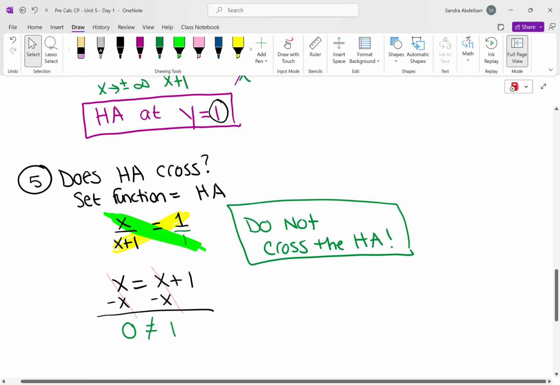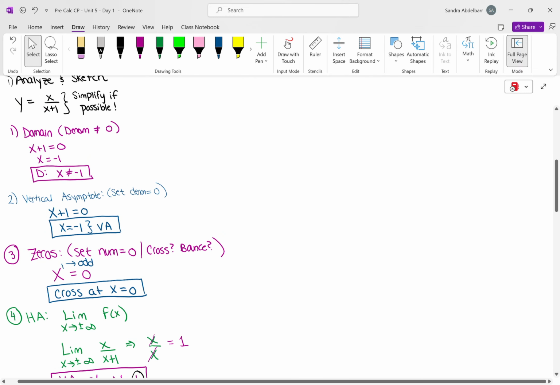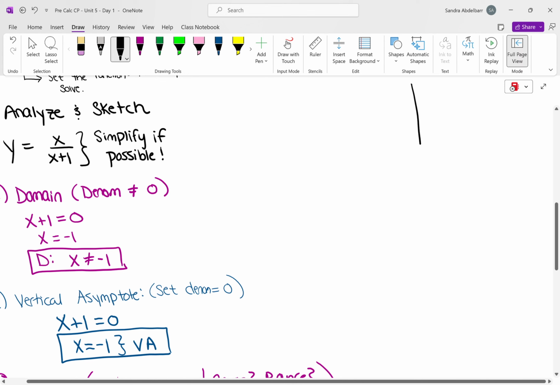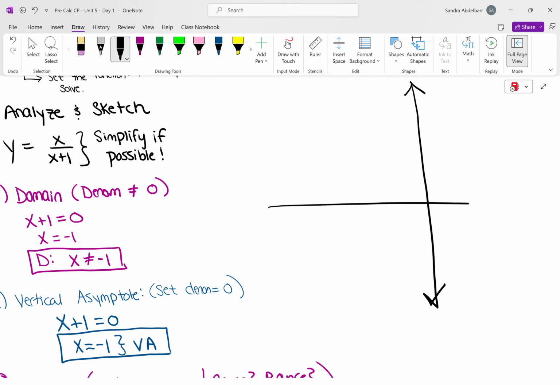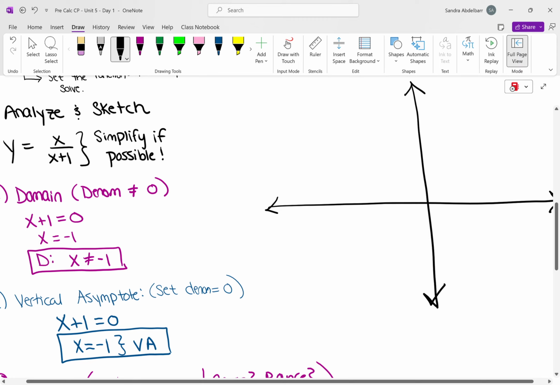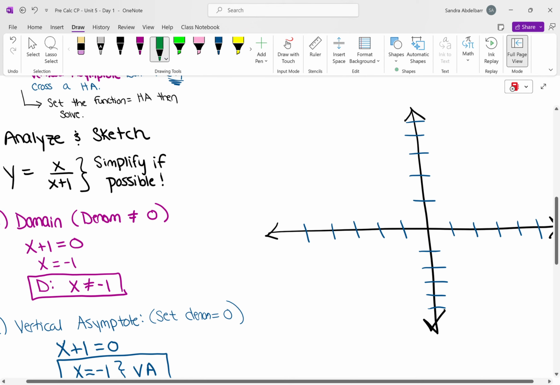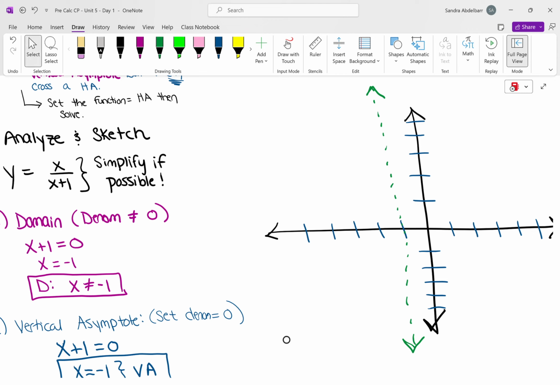Are we ready to sketch? Ready for this? Okay. First things first, let's sketch all of our asymptotes. We have a vertical asymptote at x equals -1. So we're going to go to -1, and how are all asymptotes drawn? Dashes, you got it. So I'm going to draw a vertical asymptote at x equals -1.